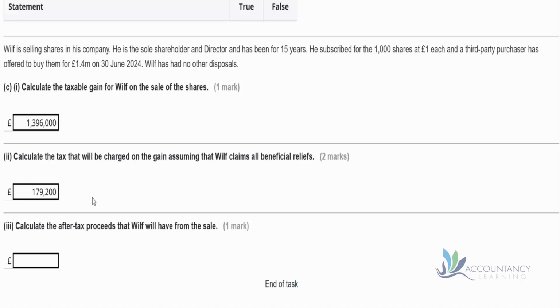And finally, in part 3, calculate the after-tax proceeds that Wilf will have from the sale. So we've got the proceeds of the 1.4 million, and then we deduct the £179,200 tax. So that means that Wilf will receive £1,220,800. So that's the after-tax proceeds.